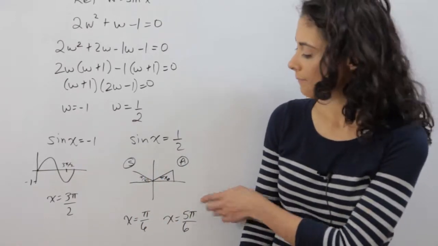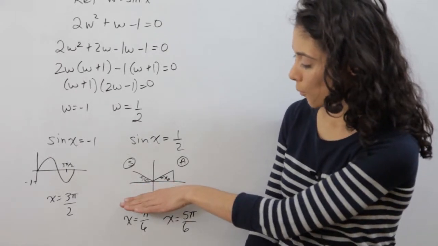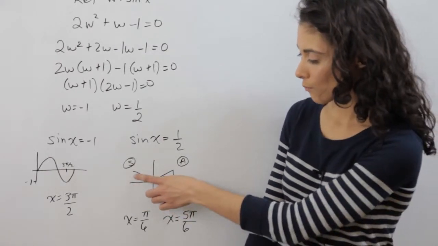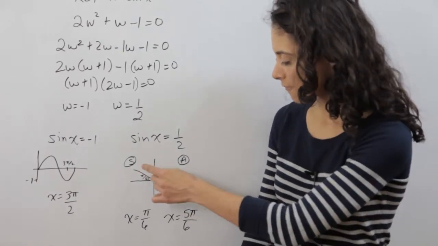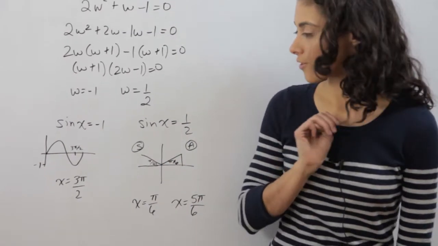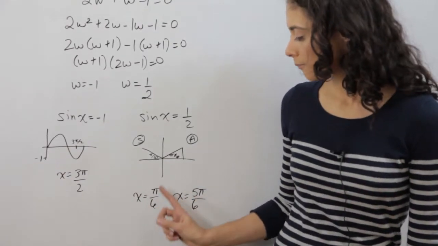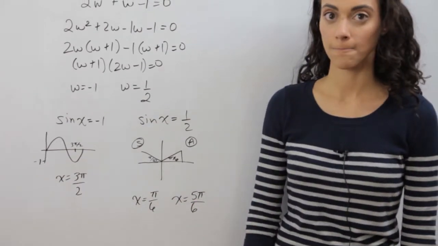Once again, to get that, we start at pi. We have to go back pi over 6, the related acute angle relative to the x-axis. And our final answer is 5 pi over 6. 3 solutions to this equation: 3 pi over 2, pi over 6, and 5 pi over 6.